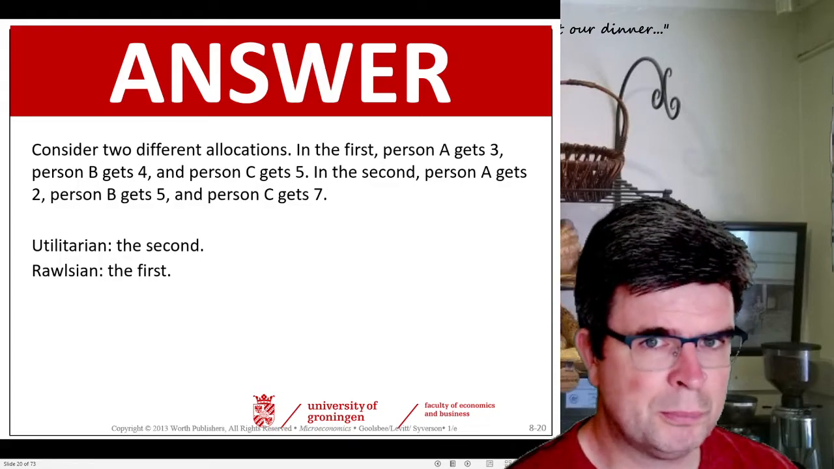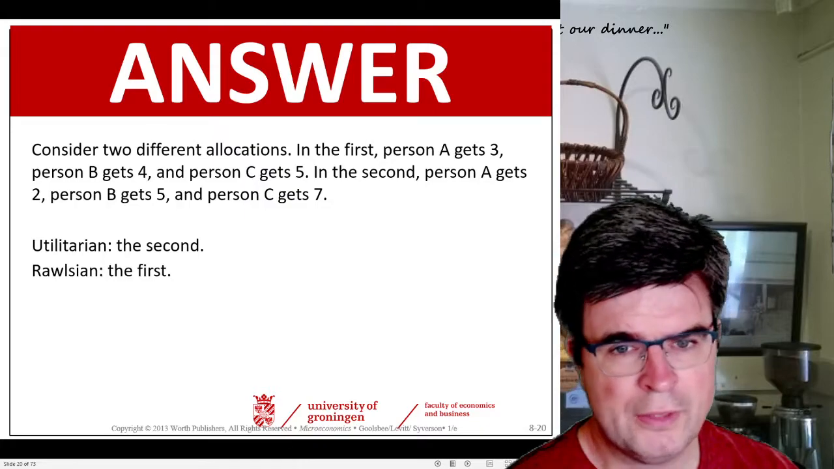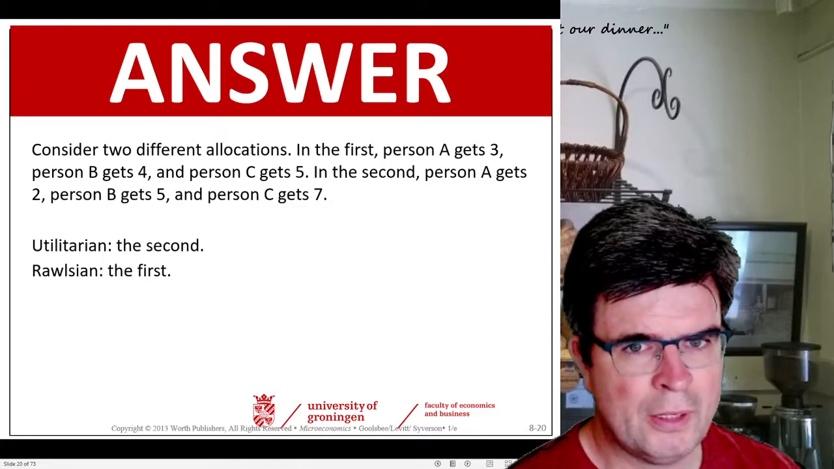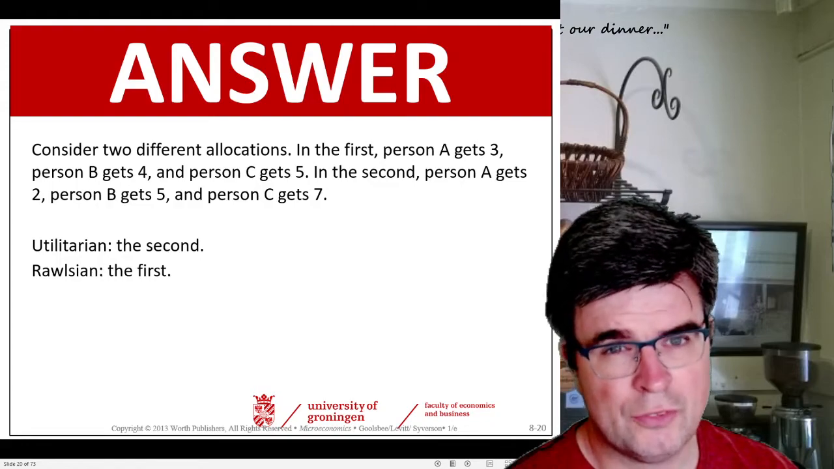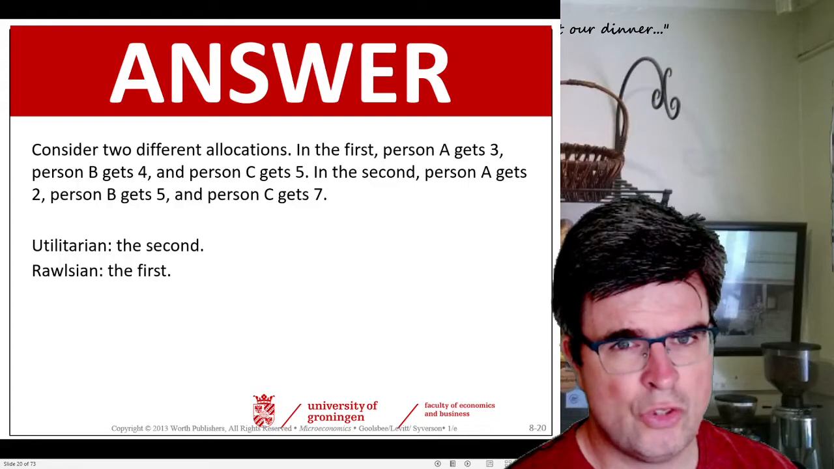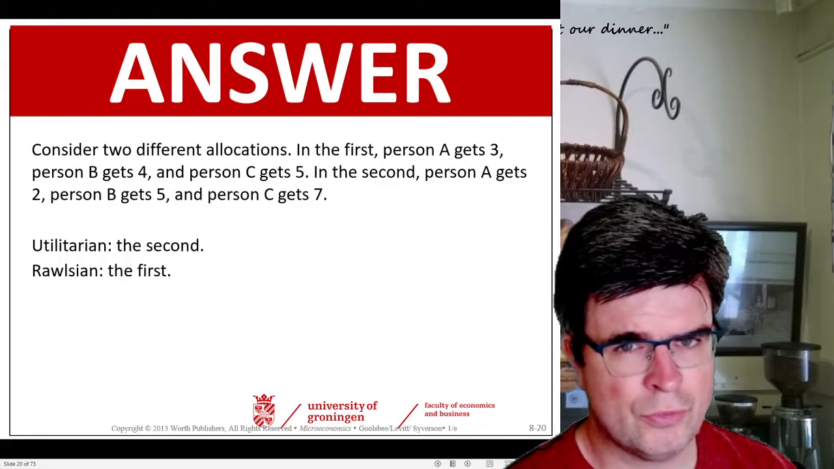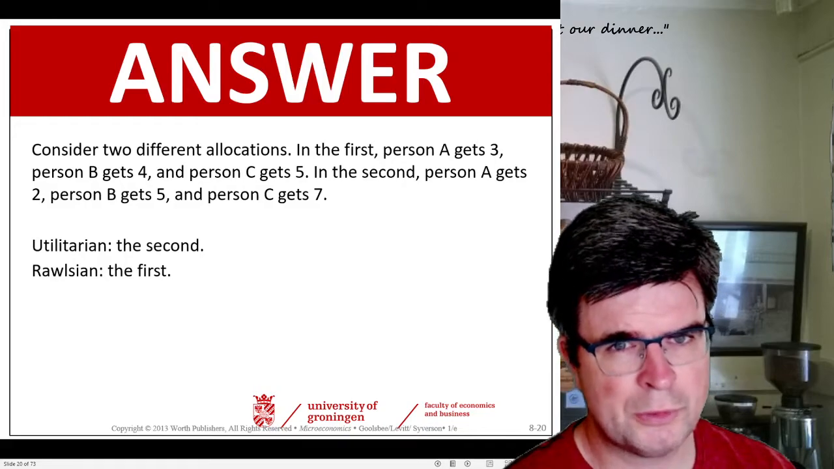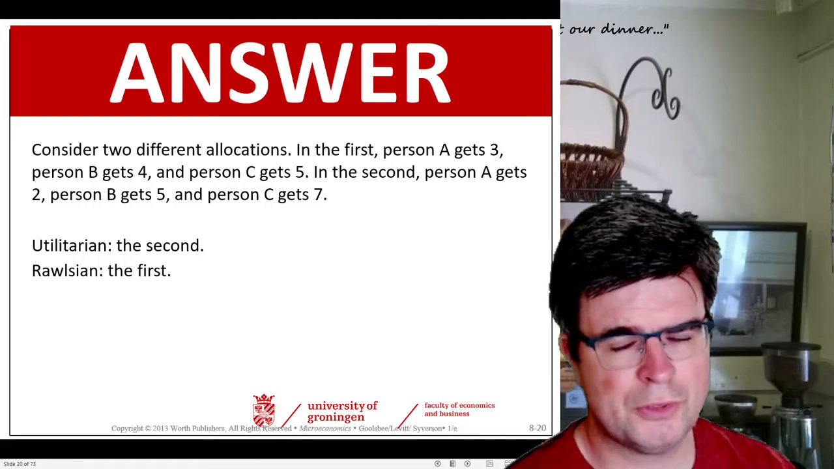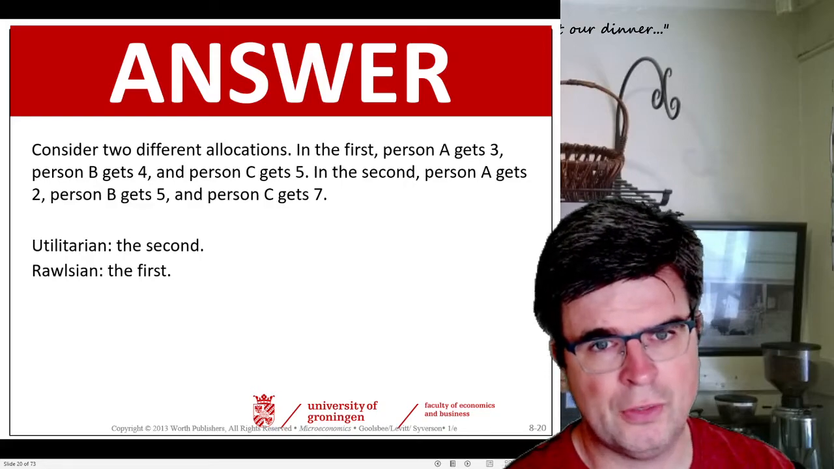If you take the Rawlsian perspective, you look at the person who is worst off, which in both cases is person A, but in allocation 1 he gets 3 units, and in the second allocation he gets only 2. So the worst-off person is better off in the first allocation. So from a Rawlsian perspective, using the Rawlsian social welfare function, you should prefer allocation 1.